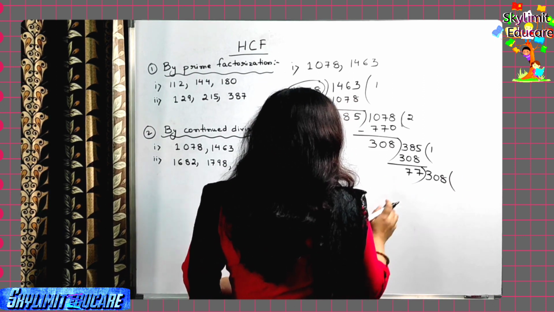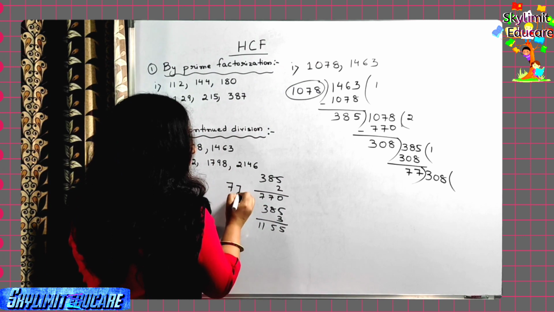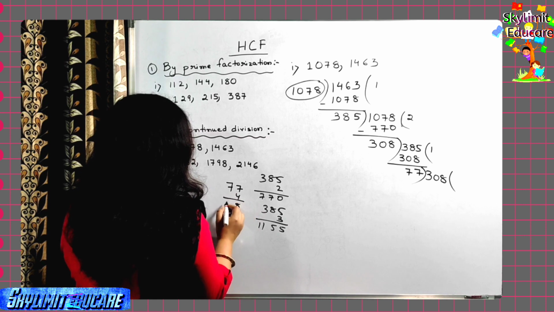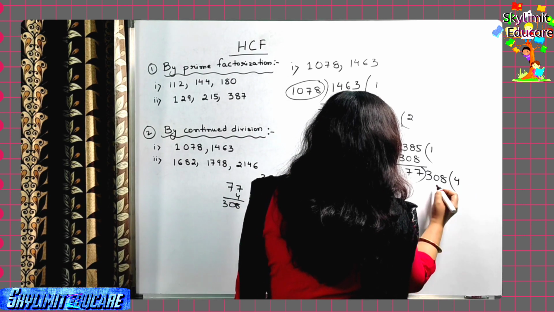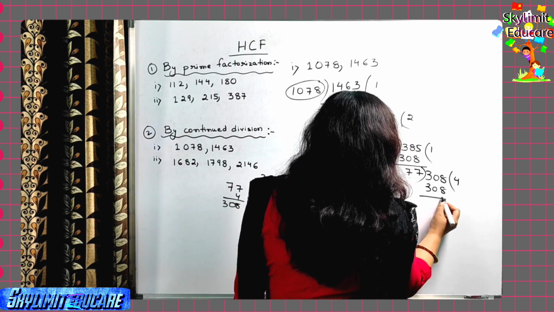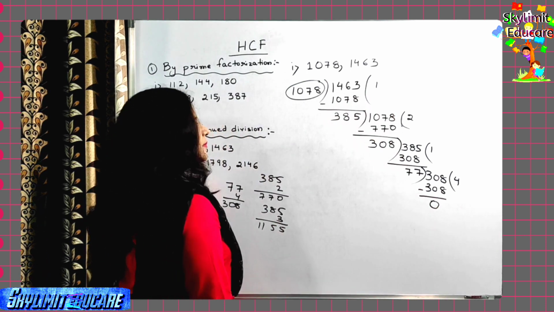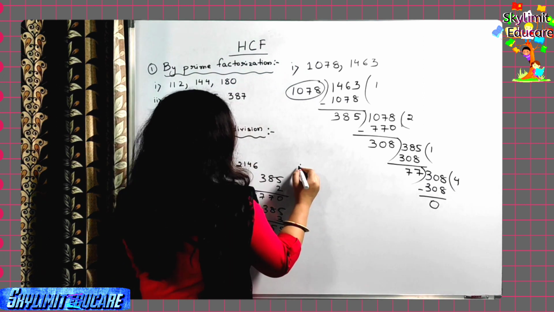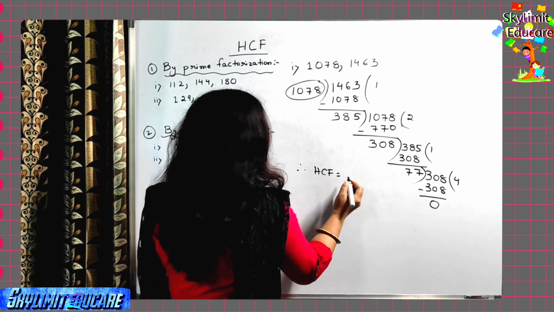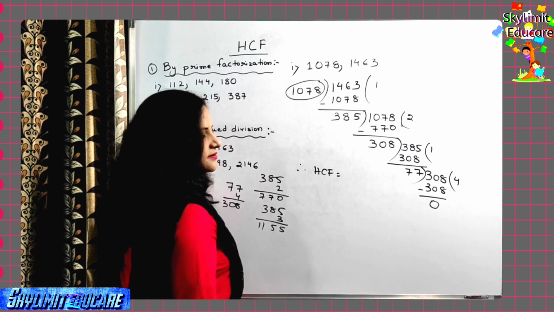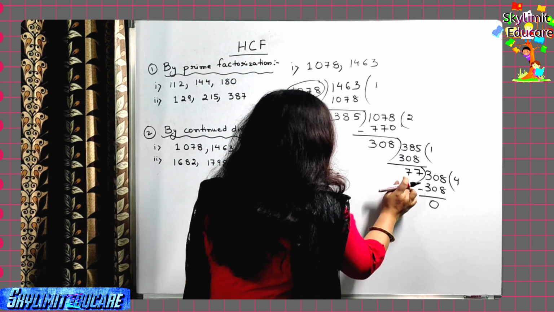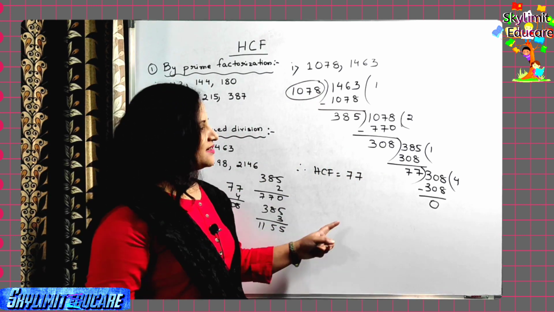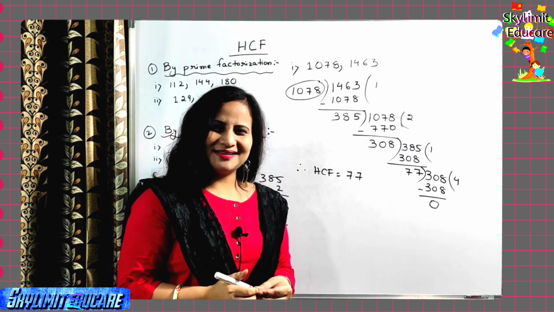So now let's solve it. So let's try it with 4. Yes, 77 4s are 308. So now ultimately we got the remainder as 0. So what is the HCF? HCF is the last divisor, not the quotient, but the last divisor. That means the HCF of these two numbers by the continued division method is 77.